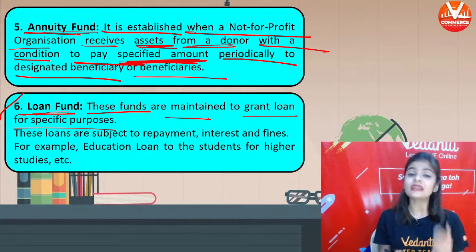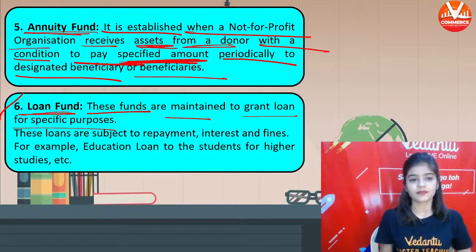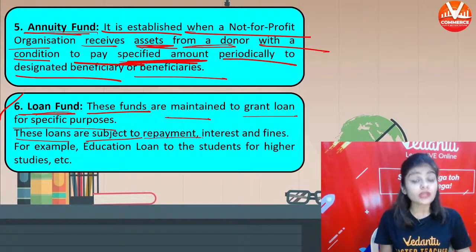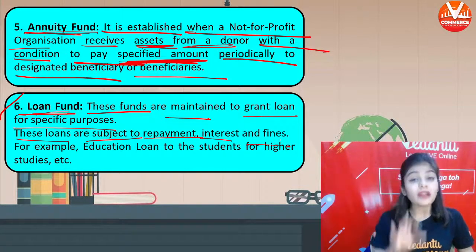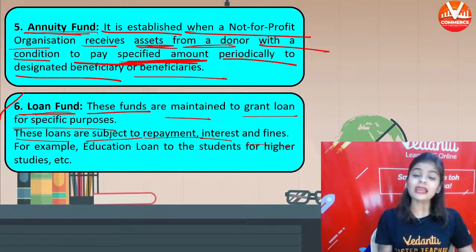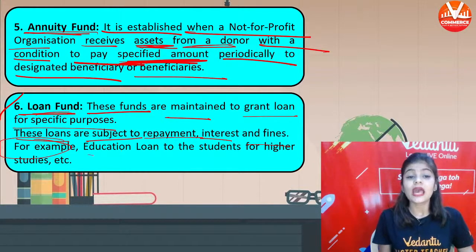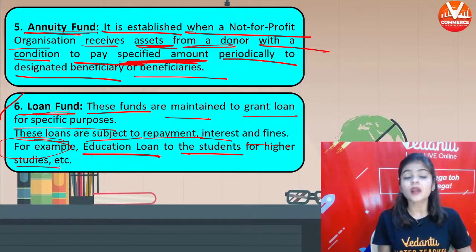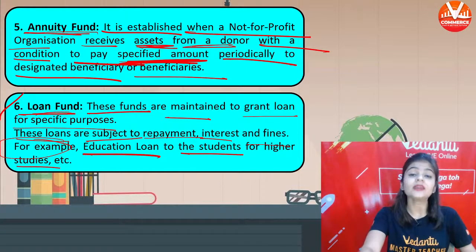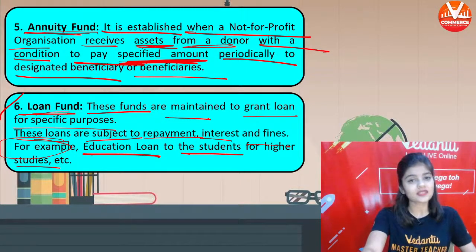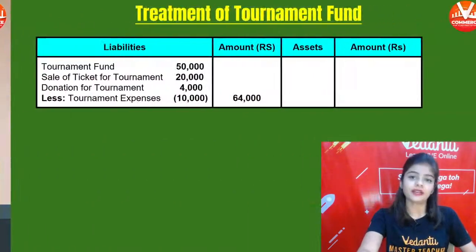So loan fund is created, is maintained to grant loan for specific purposes. And these loans are subject to repayment, these are subject to interest and fine. इनकी repayment भी होगी, इनको interest भी मिलेगा और इन पे fine भी लगेगा. For example, education loan to the students for higher studies. You may create a loan fund to provide loan to the students for higher studies. So these are some of the restricted fund.